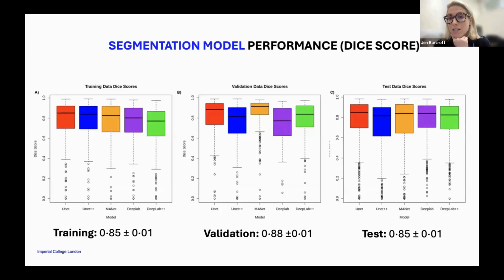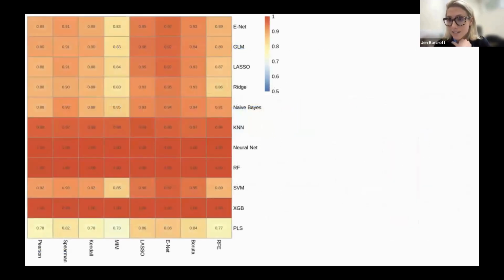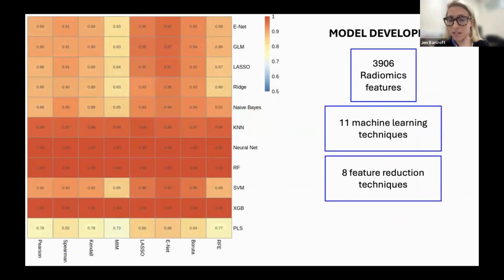So that's how good it is at picking up where the lesion is and defining it, in comparison to where an expert said the lesion was. So then coming on to the model, how did it actually perform?